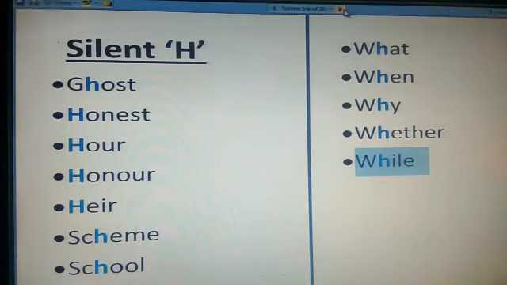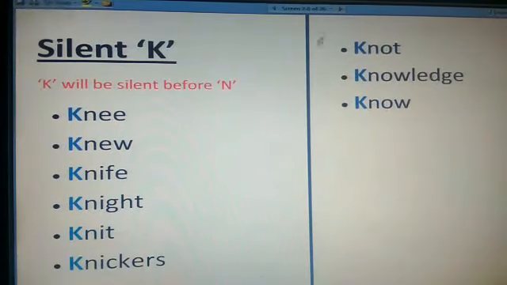Now move on to the next silent letter, that is K. K will be silent before N. In every word you have seen, when K is used before N it is used as a silent letter.